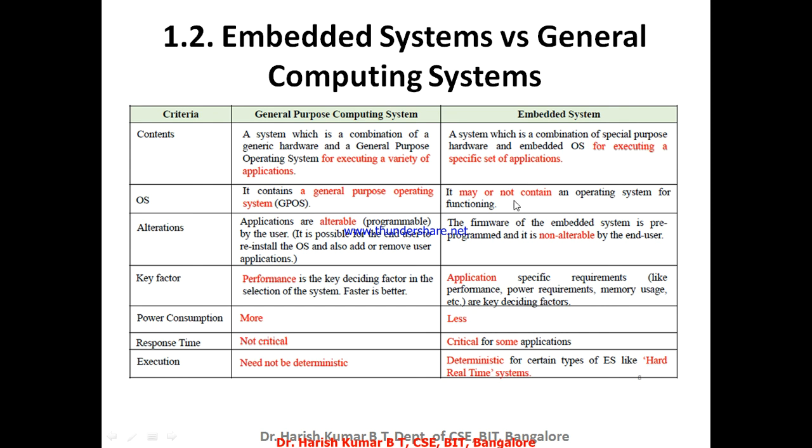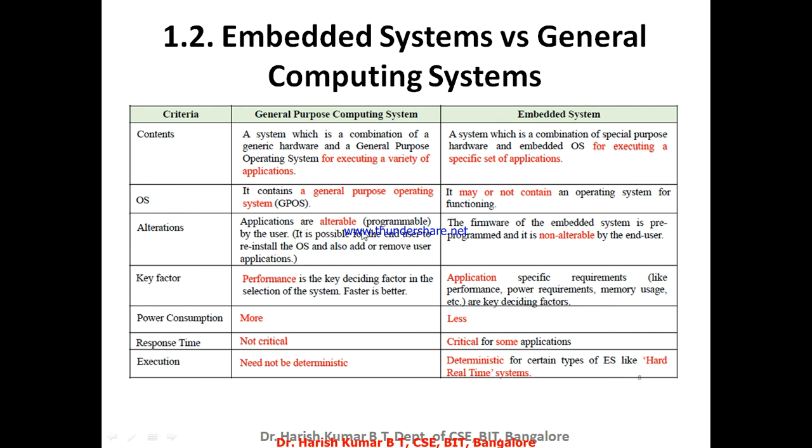Now with respect to the OS, a general computing system contains a general purpose operating system, as we already discussed. In an embedded system, it is not mandatory that it always contains an embedded OS. Sometimes there will be an embedded OS, and sometimes there is no embedded OS.